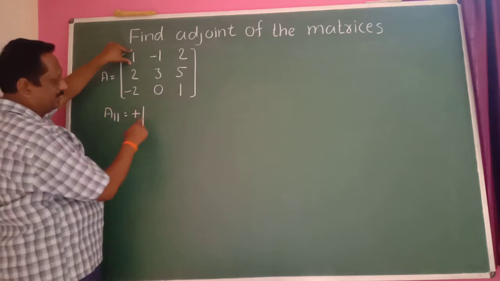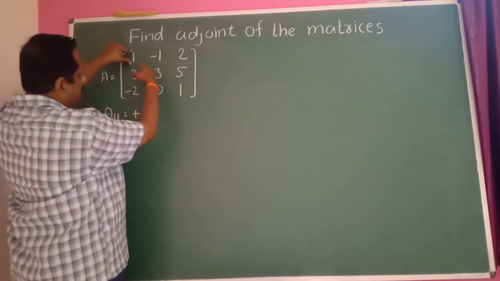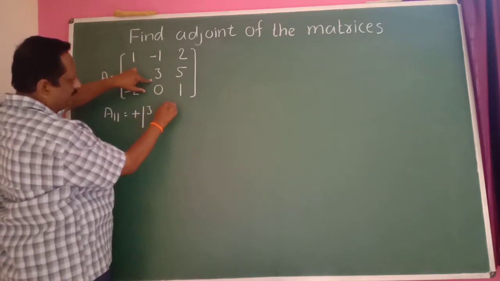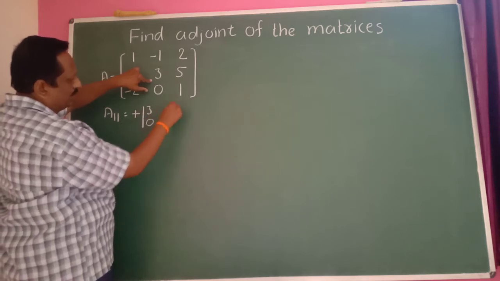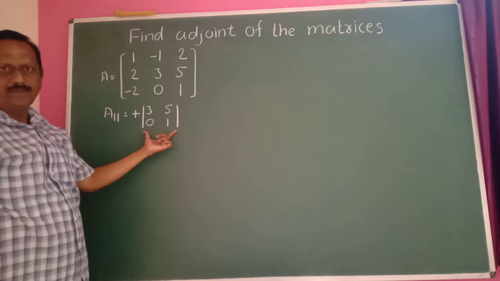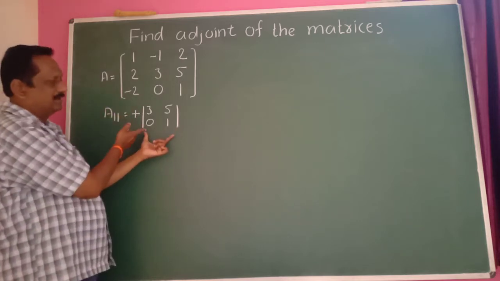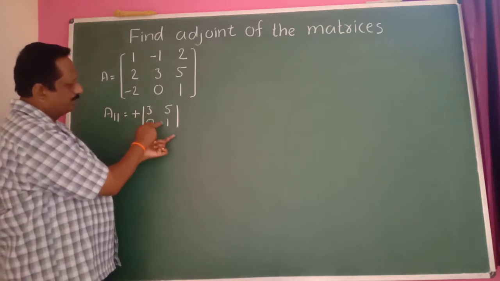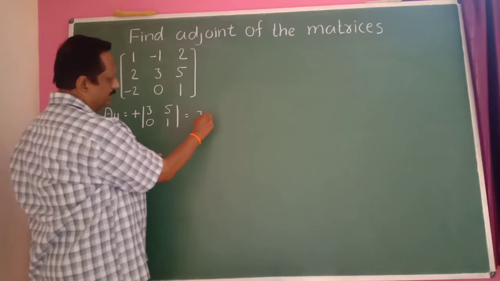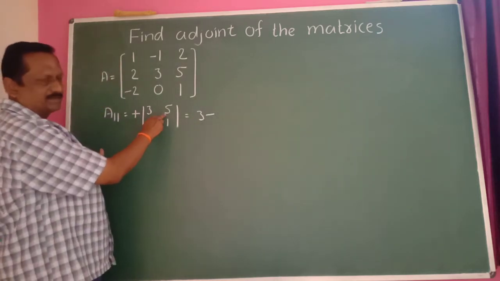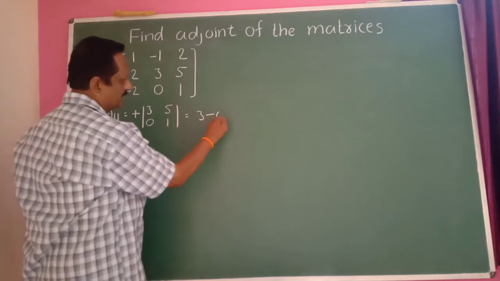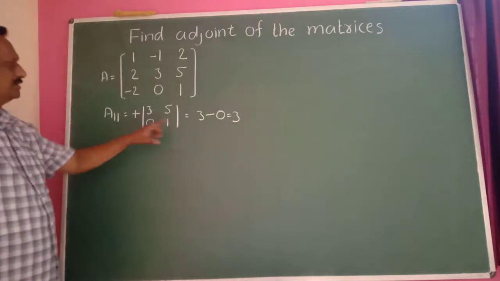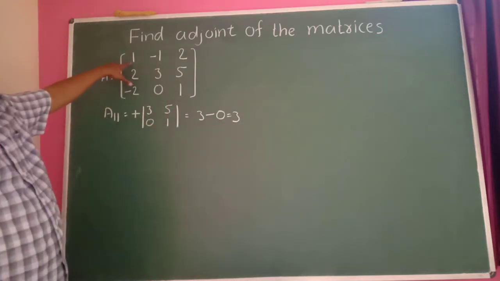It is a matrix and here it is a determinant. Deleting the first row and the first column, 3, 5, 0, 1. This is a determinant. Remember it. This is a matrix and this is a determinant here. Then expand this determinant. 3 into 1 becomes 3, minus 0 into 5 becomes 0. So 3 minus 0 is plus 3 here. This is the cofactor of this element.